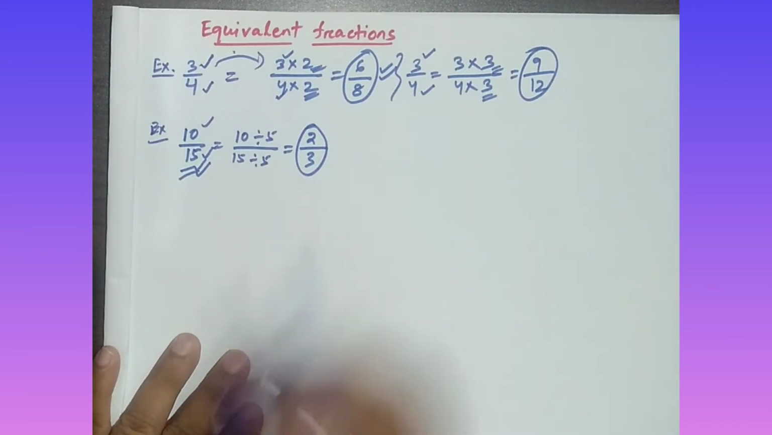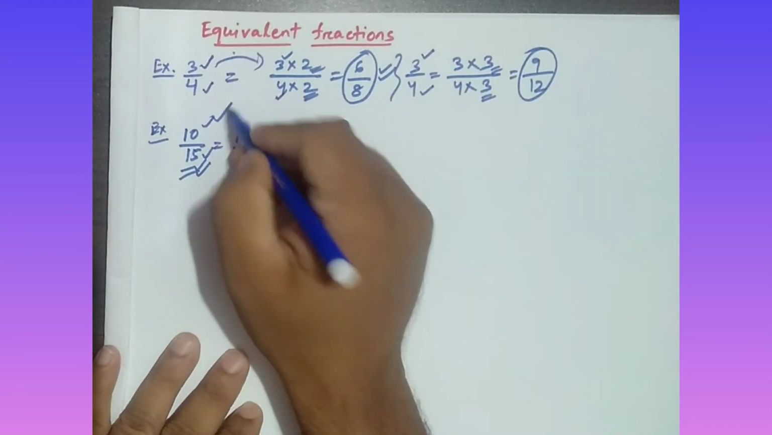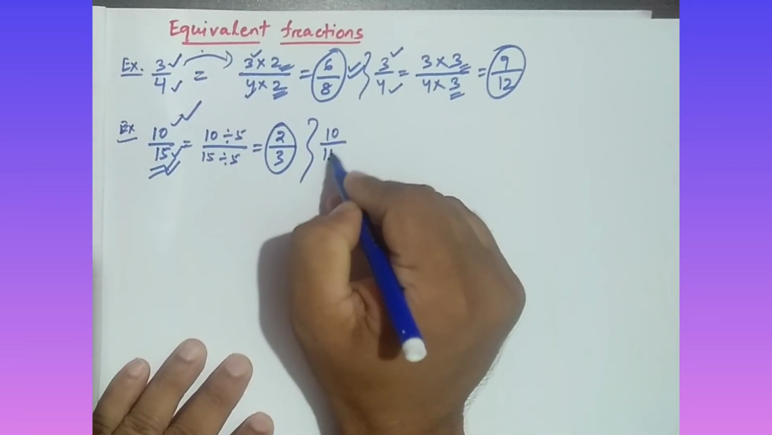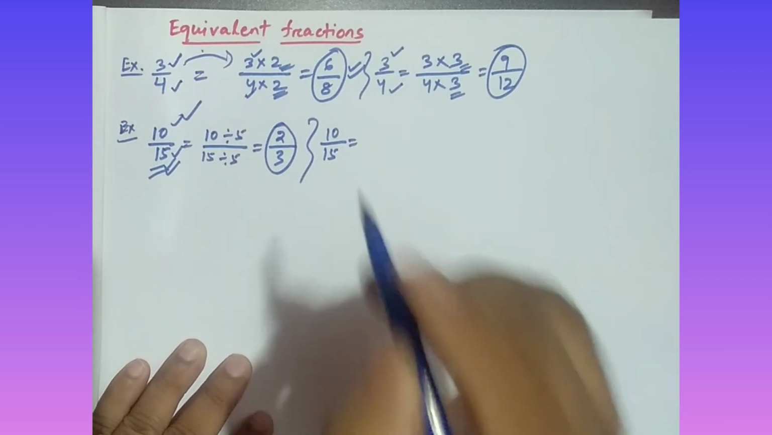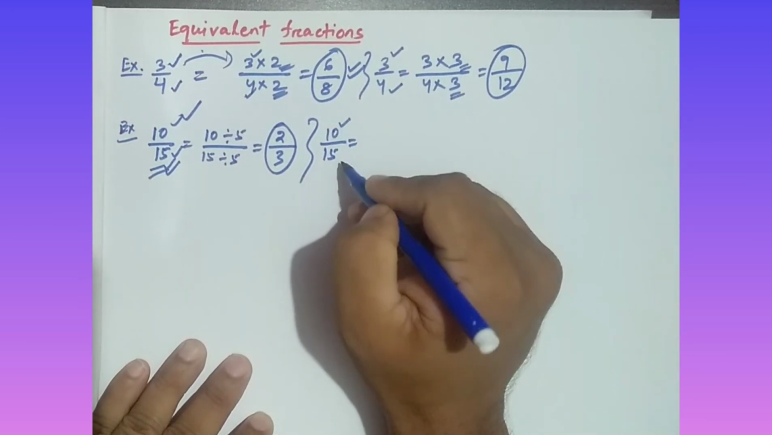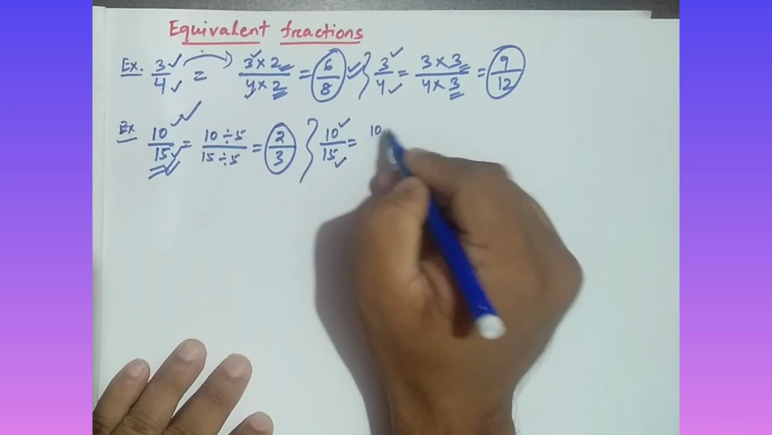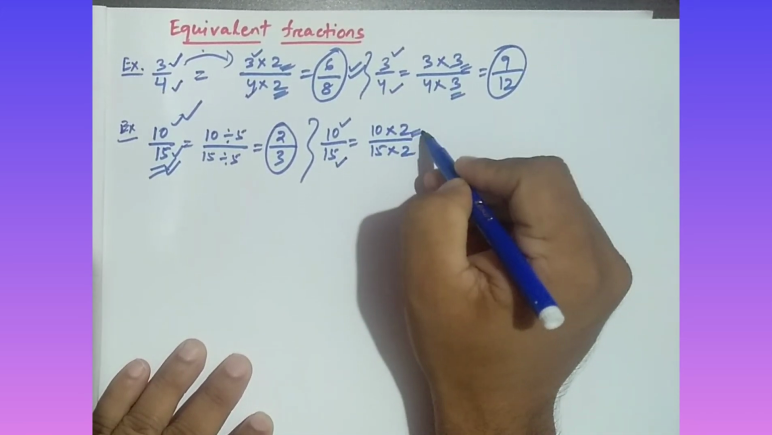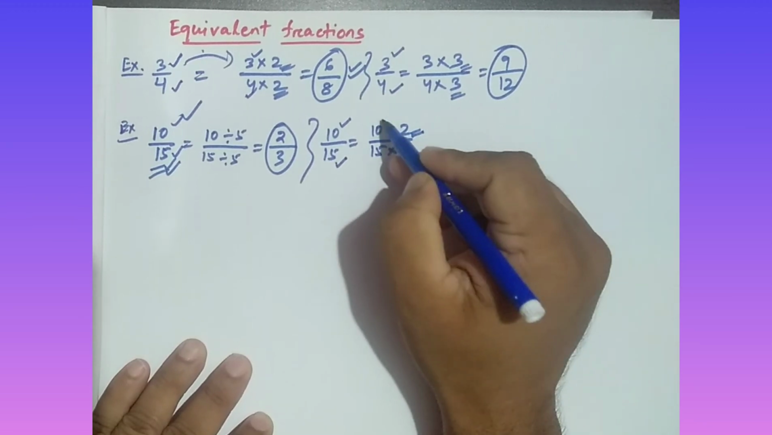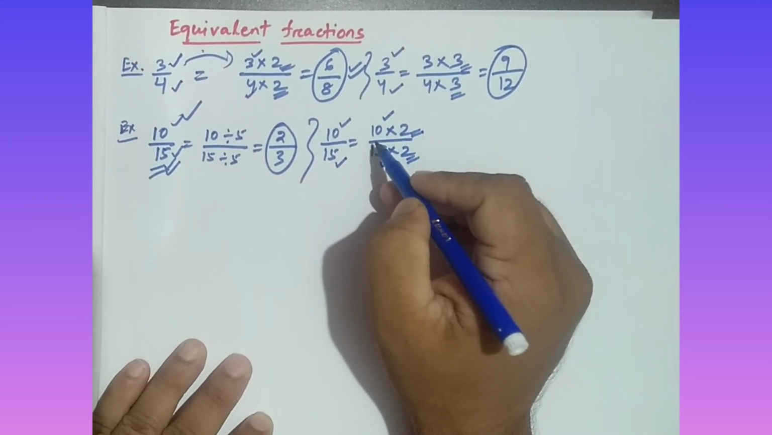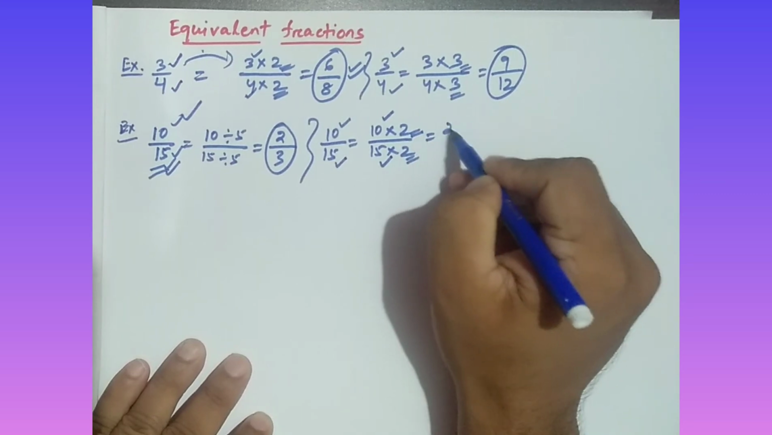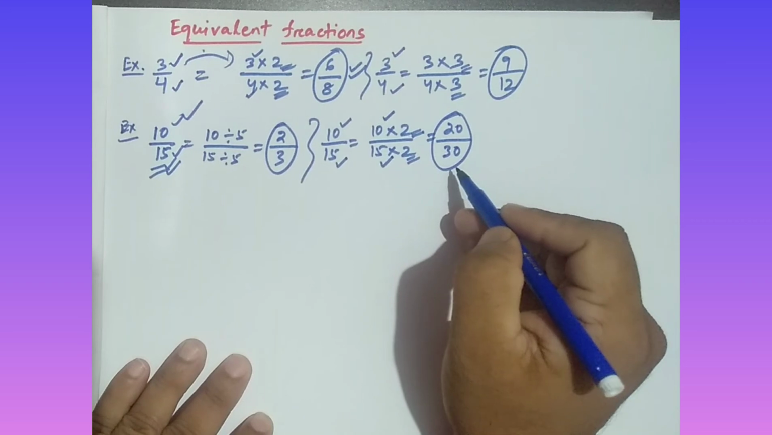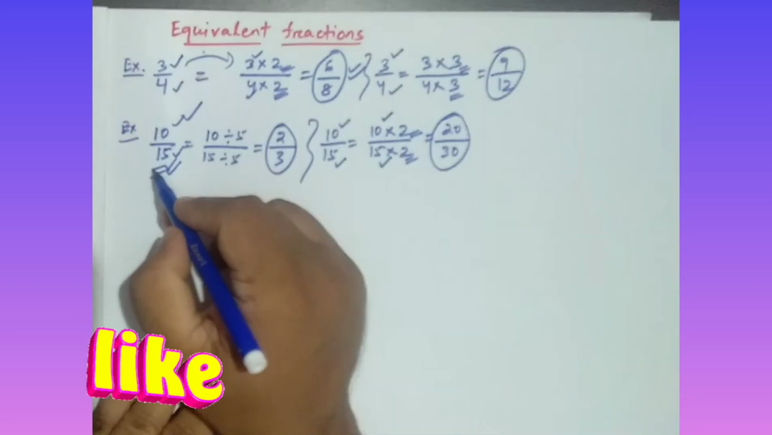ठीक है, अच्छा, और एक equivalent fraction इसका निकालते हैं. Now see कैसे निकालते हैं, 10 by 15. Okay, so let's suppose 10 is the numerator, 15 is the denominator. ठीक है, तो 10 को multiply किया 2 से, 15 को multiply किया 2 से. So the same number, that is 2, I am multiplying in both the numerator as well as the denominator. ठीक है, so 10 2s are 20, 15 2s are 30. So 20 by 30 is also an equivalent fraction of the given fraction.